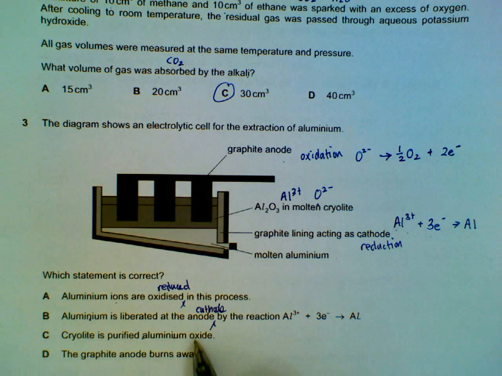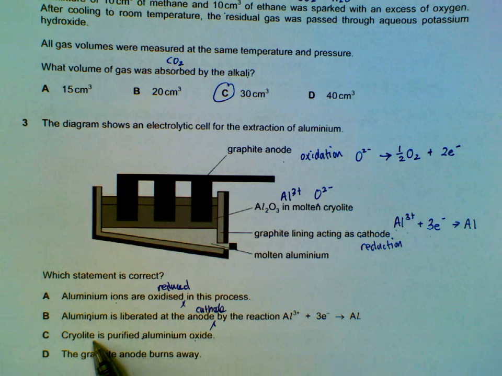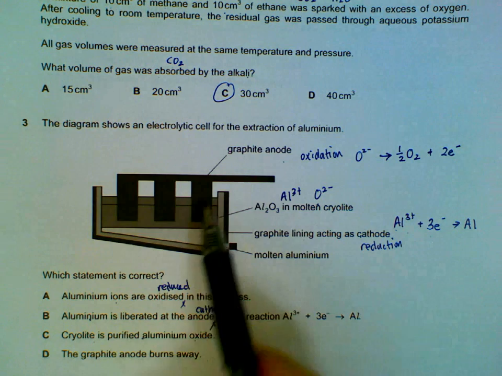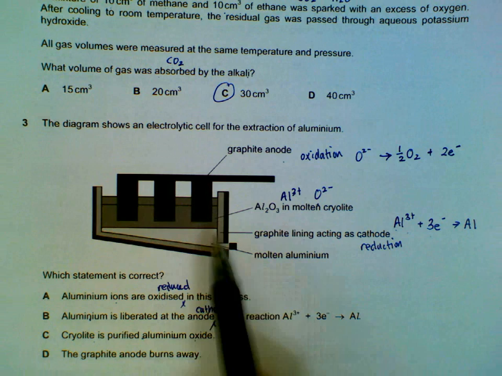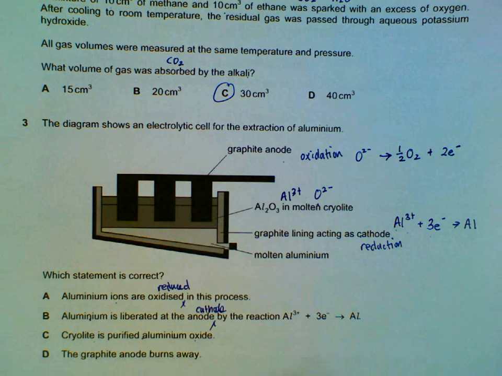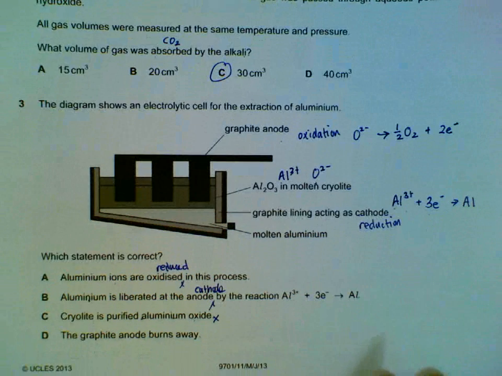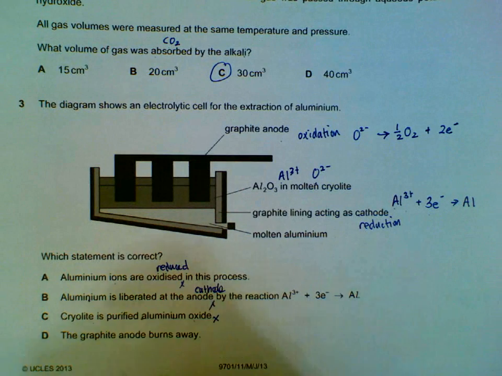Cryolite is purified aluminum oxide. No, cryolite is actually a compound of aluminium that's thrown into the electrolyte to lower the melting point and to allow the electrolysis to be carried out at a lower temperature. It's not pure aluminum oxide. Nope. So D is correct. The graphite anode burns away.